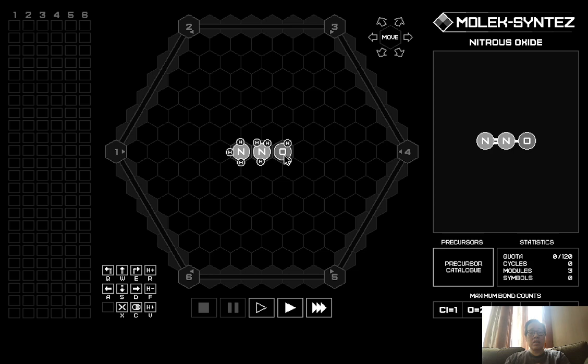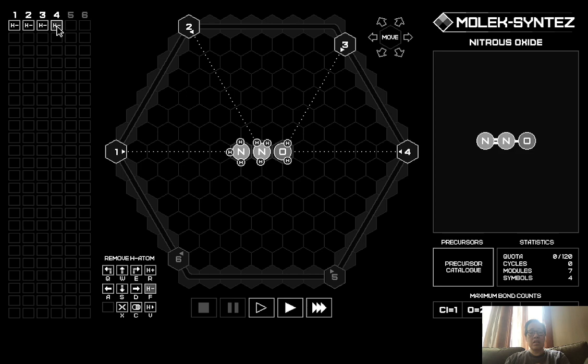So this has them all laid out properly, and now the challenge is to get rid of enough hydrogens to make everything bond correctly. So this is going to be a 240 cycle at least. So I want to remove a hydrogen on one and two and three and four and five and six. So that's the first step.